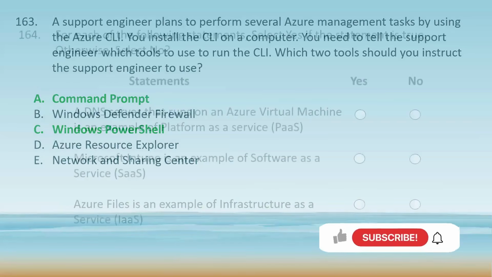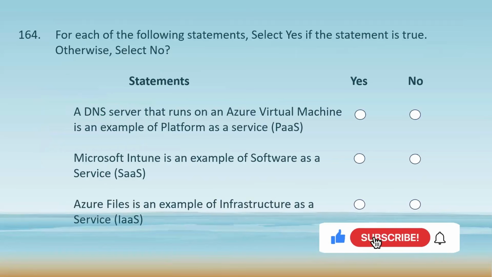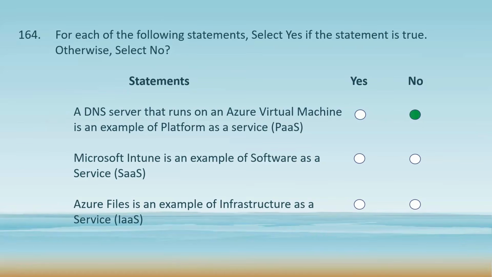Let's look at question 164 of the series. For each of the following statements, select yes if the statement is true, otherwise select no. So the first statement is, a DNS server that runs on an Azure virtual machine is an example of platform as a service. No, the statement is incorrect. A DNS server running on an Azure virtual machine is an example of infrastructure as a service.